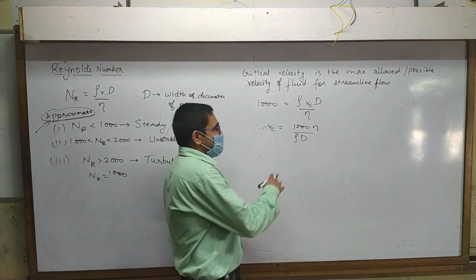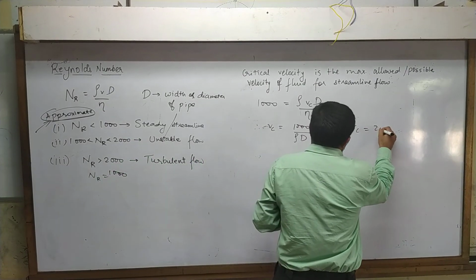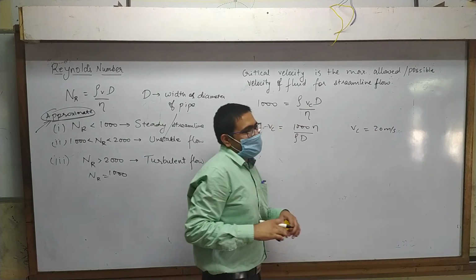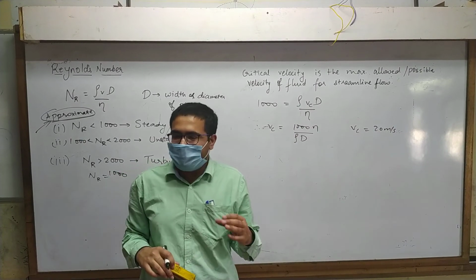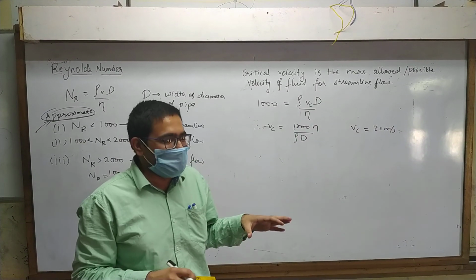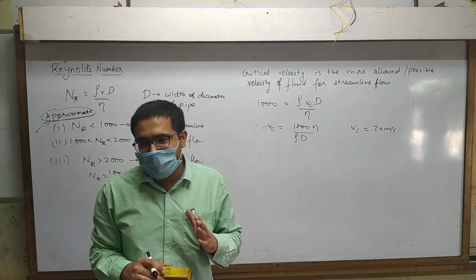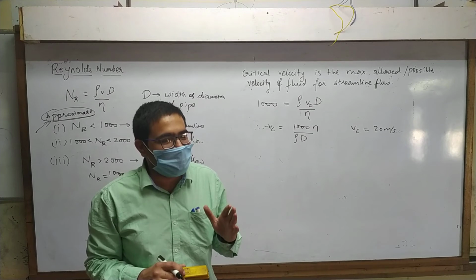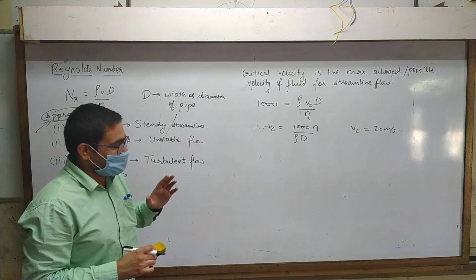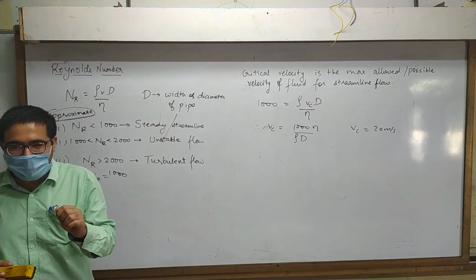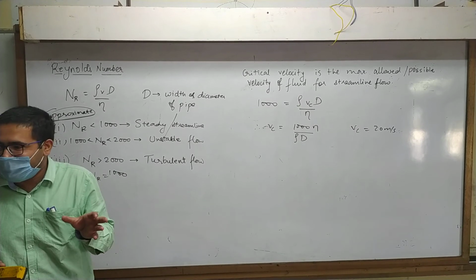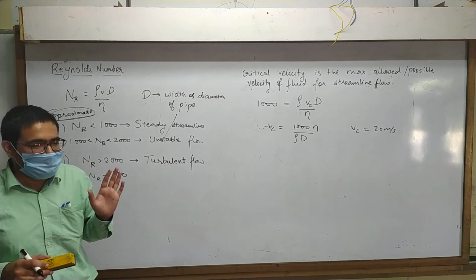For example, this VC turns out to be 20 meter per second. Let's say you want to design a pipe or design something in which fluid flows, and it should be able to flow predictably. You understand what I mean? It should be able to flow predictably, that is, it should be under your control, not that it changes more or less whenever it wants. Then it has to be streamlined.